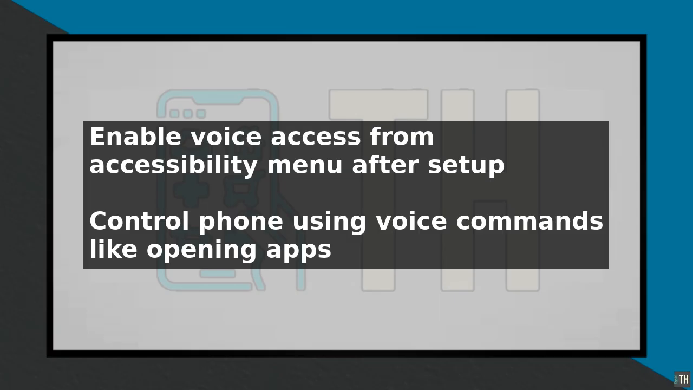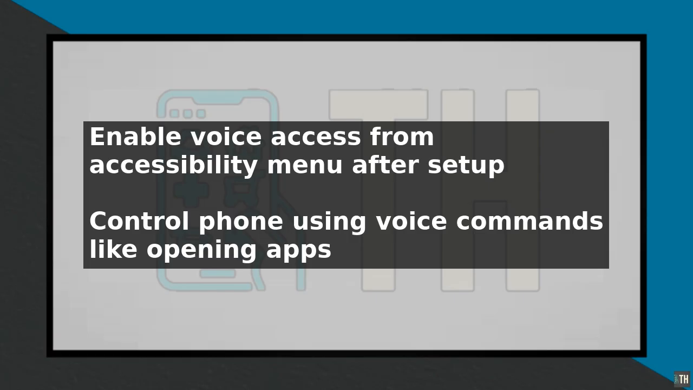To use voice access, you will need to say the wake word, such as Hi Bixby or OK Google, to activate the voice assistant. You can then give voice commands to perform various actions on your phone. It is also a good idea to customize the voice assistant settings to suit your needs.